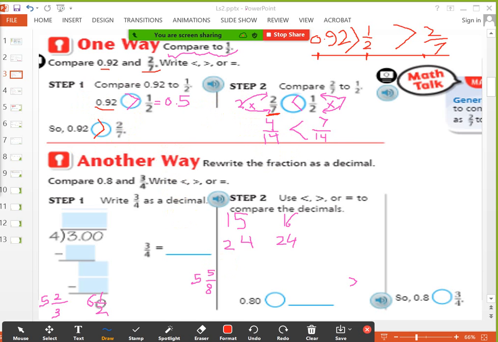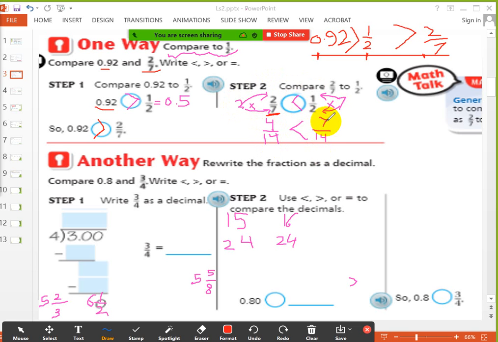In step 2, I have to compare between this number and 1 over 2. So to compare between two fractions, I have to make the denominators the same. So I will take the denominators and switch them. How will I do that? I will multiply 2 over 7 with 2, and I will multiply 1 over 2 with 7. I have to multiply both numerator and denominator. So this one will be 4 over 14, and this one will be 7 over 14.